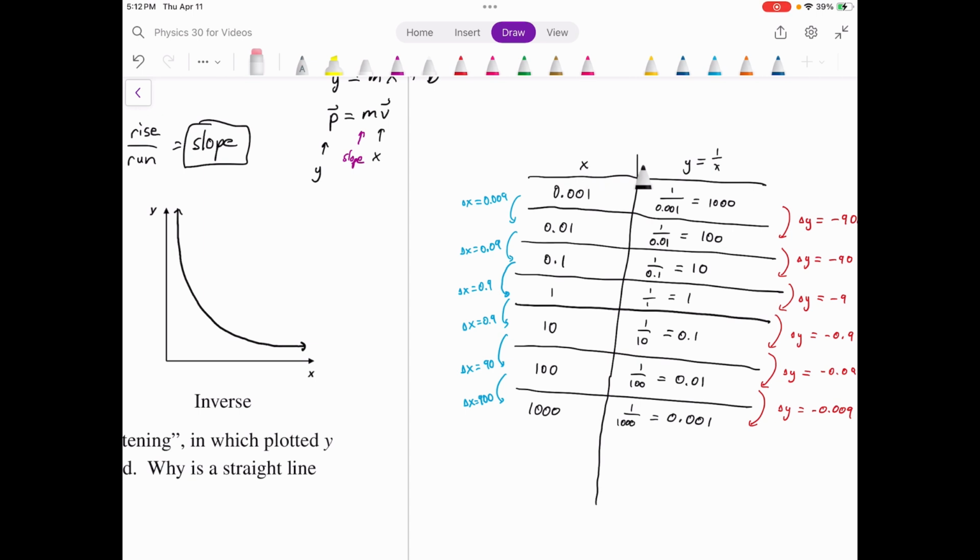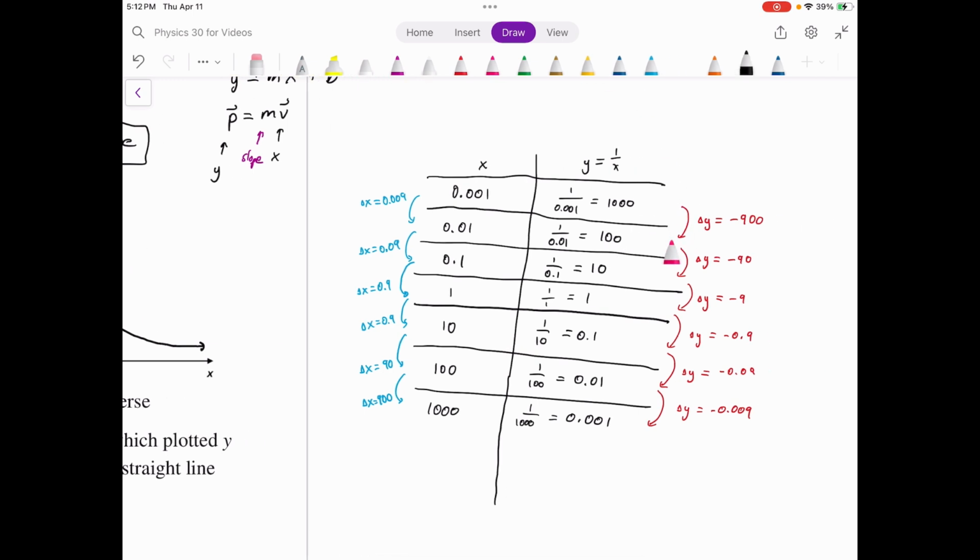Let's say we have some variable x and some variable y that's related to x inversely. y is equal to 1 over x, let's say. So when x is 0.001, y will be 1 over that, which is 1,000. If we increase x by, relatively speaking, a pretty small amount, we change it by 0.009 to get 0.01. y actually changes by a much bigger factor. 1 over 0.01 is 100. So that's a change in y of negative 900. It went from 1,000 to 100, while x just went up by 0.009.